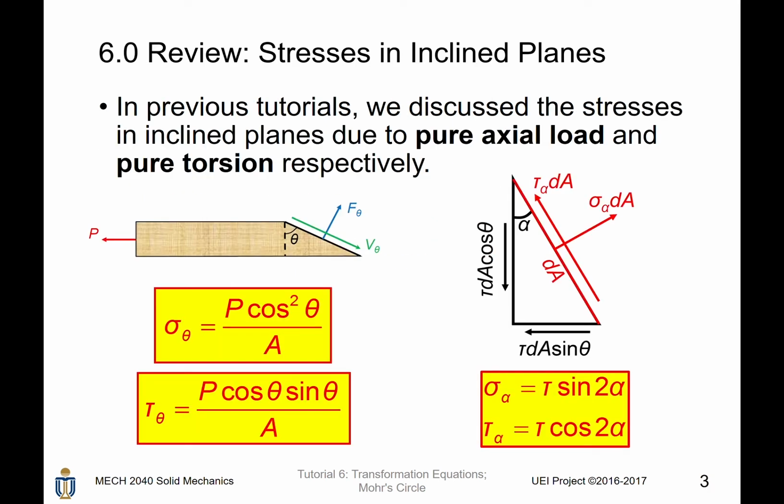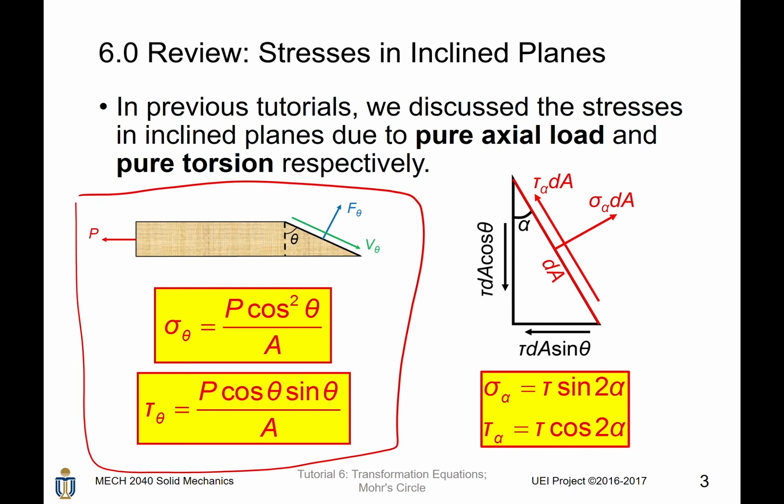Let's do a simple review of stresses in inclined planes. In previous tutorials, we discussed the stresses in inclined planes due to pure axial load and pure torsion. In this case, it is a pure axial load. Under the pure axial load, the direct stress on an inclined plane is given by P cosine squared theta divided by A, while the shear stress on the inclined plane is given by P cosine theta sine theta divided by A. Besides, we also talked about the case of pure torsion.